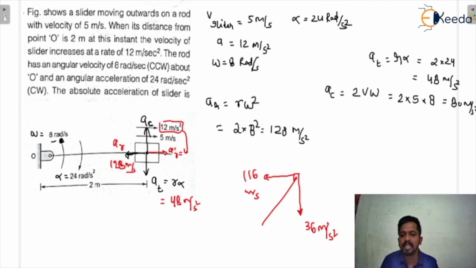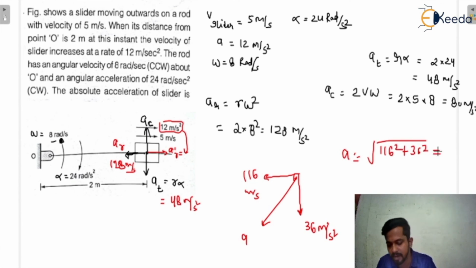Now we can easily calculate the absolute acceleration using the formula, that is the square root of 116 squared plus 36 squared, and you will get the final answer, which is 121.45 meter per second squared.